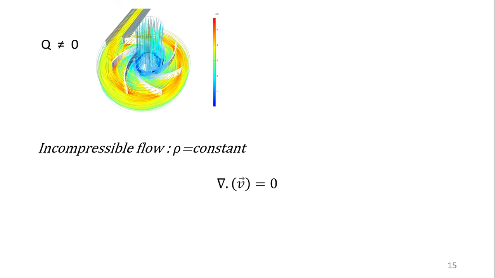However, in certain cases, it is useful to simplify it further. For example, for incompressible fluid, the density is constant. We obtain the simplest form of the equation: divergence of the velocity is equal to 0.